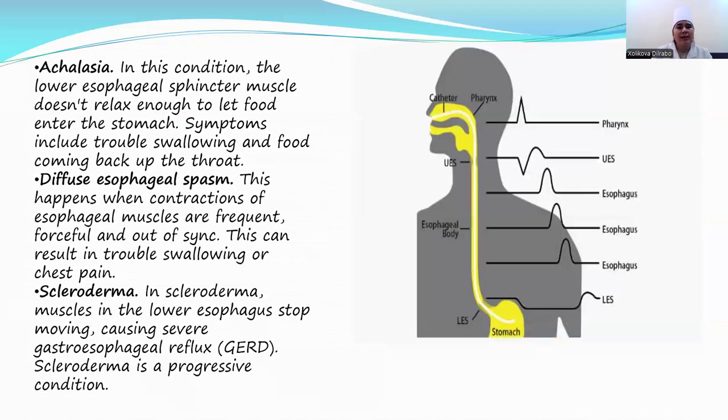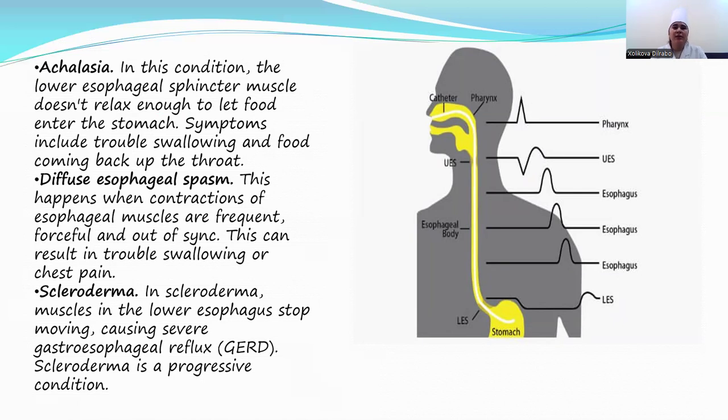In achalasia, the lower esophageal sphincter muscle doesn't relax enough to let food enter the stomach. Symptoms include trouble swallowing and food coming back up the throat. Next, diffuse esophageal spasm. This happens when contractions of esophageal muscle are frequent, forceful, and out of sync.